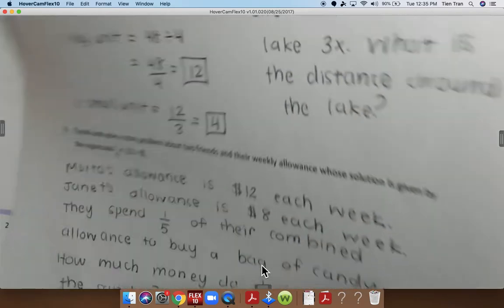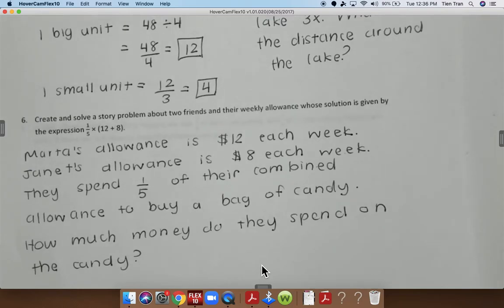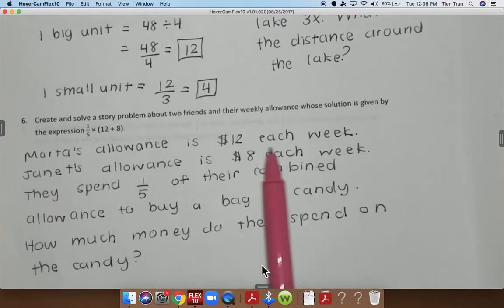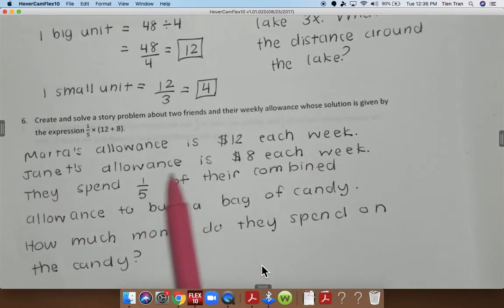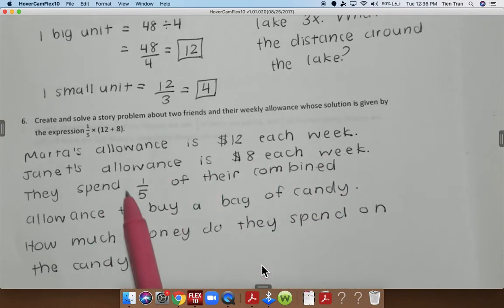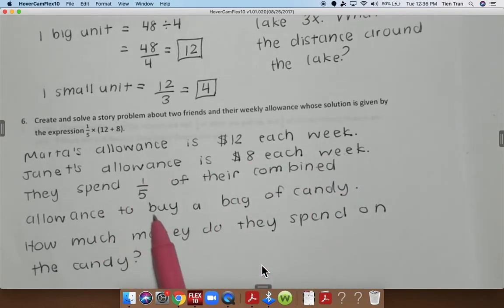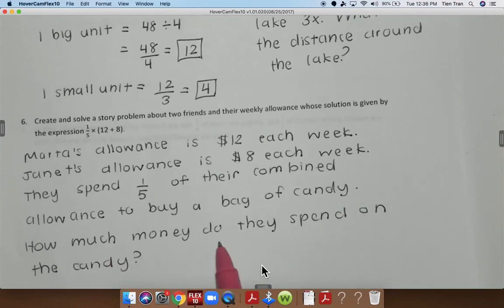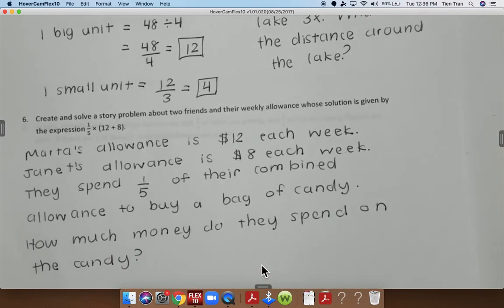And for number 6, they also ask you to create a story. And I wrote, Martha's allowance is $12 each week. Janet's allowance is $8 each week. They spend 1/5 of their combined allowance to buy a bag of candy. How much money do they spend on the candy? And that is all for today.